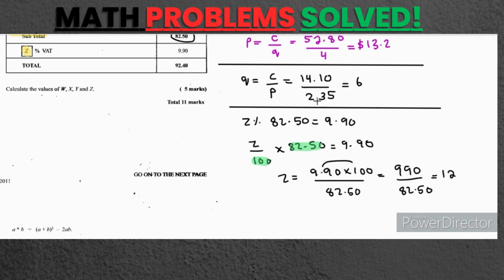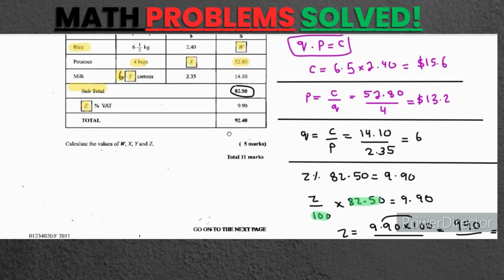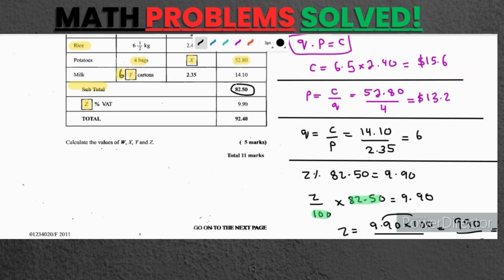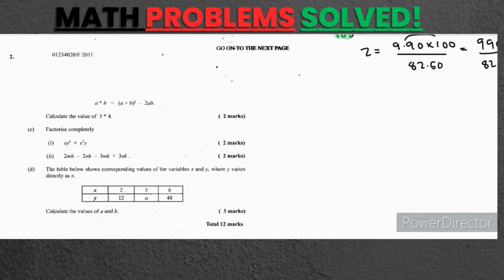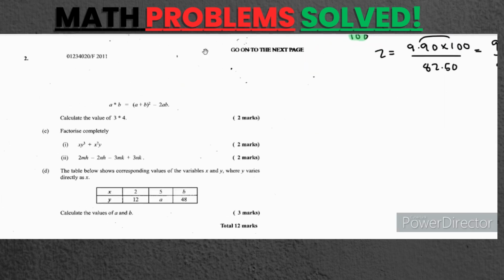So what's 12 here? 12 is the value of Z. It means this given value is 12% of 82.50, right? So Z is 12 here. So you got the values of all the unknown variables. Then we will move to the next question, question number 2, right?